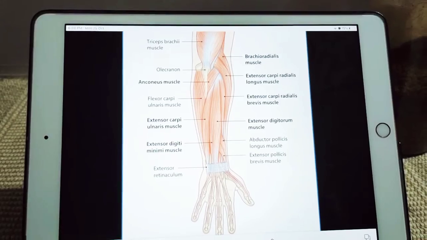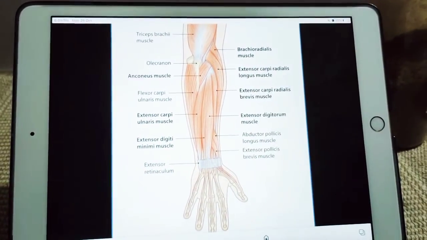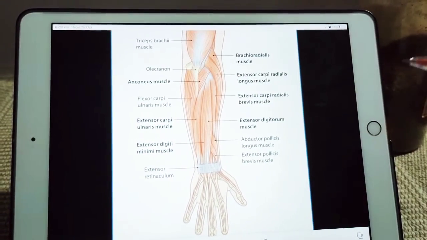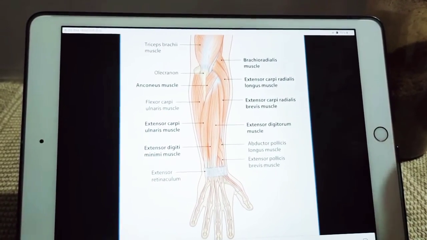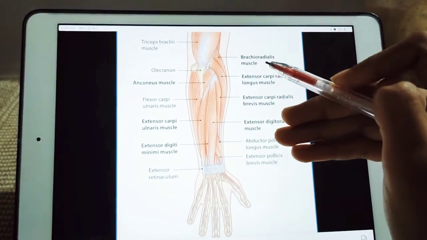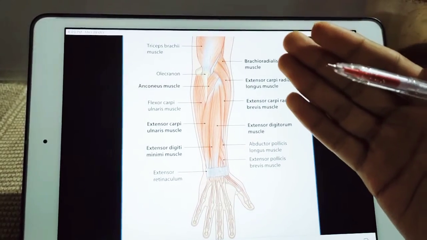You can see here this is the anconeus muscle, and next comes the brachioradialis muscle. You can see here this is the brachioradialis. The alphabets are starting from A, B, right? So like that you can remember A, B: anconeus, brachioradialis. Next comes extensor carpi radialis.